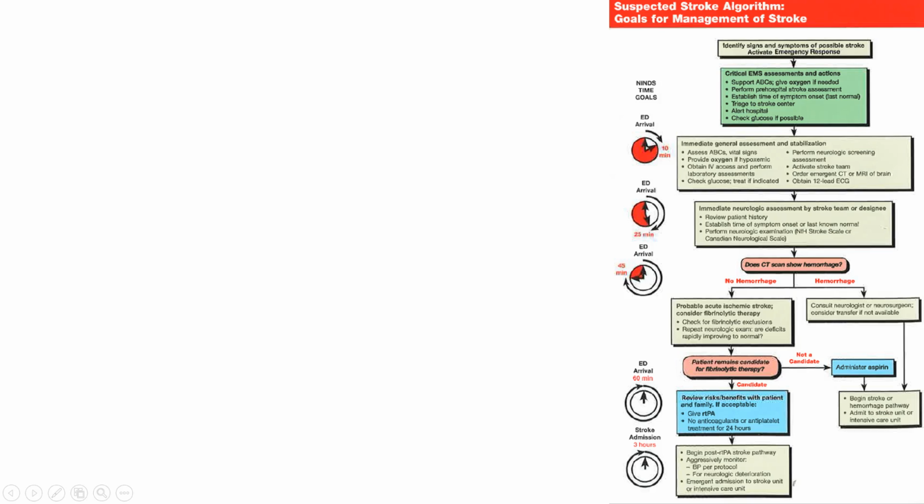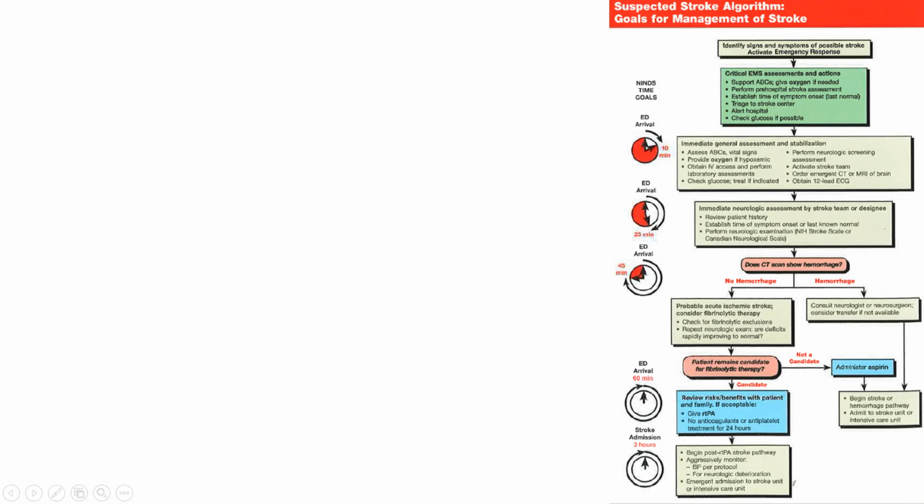Perform a pre-hospital stroke assessment. Establish time of symptom onset. So you want to figure out when this started. When was the last time they were acting normal? Then you want to triage to a stroke center. Alert the hospital. And check the glucose if possible, because sometimes the glucose can be a factor with this. So hopefully they arrive at the emergency department before 10 minutes have elapsed. That's the goal here. So hopefully you live close.